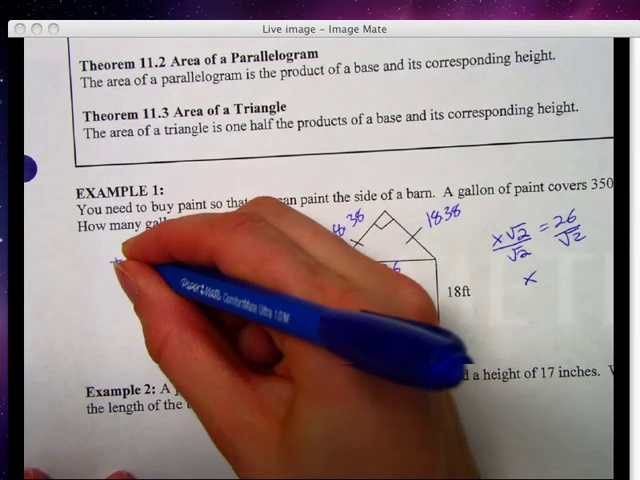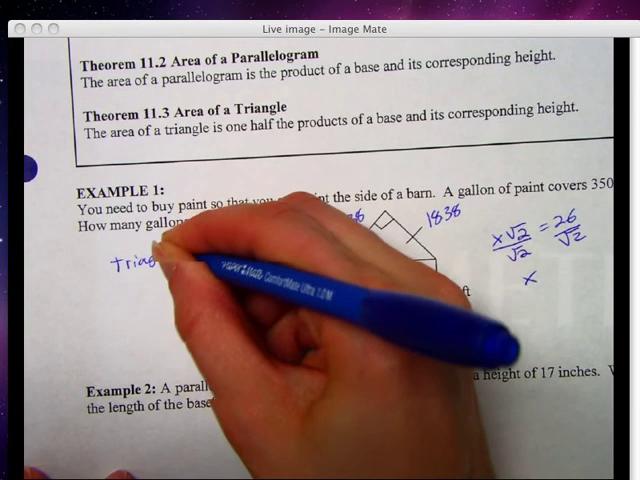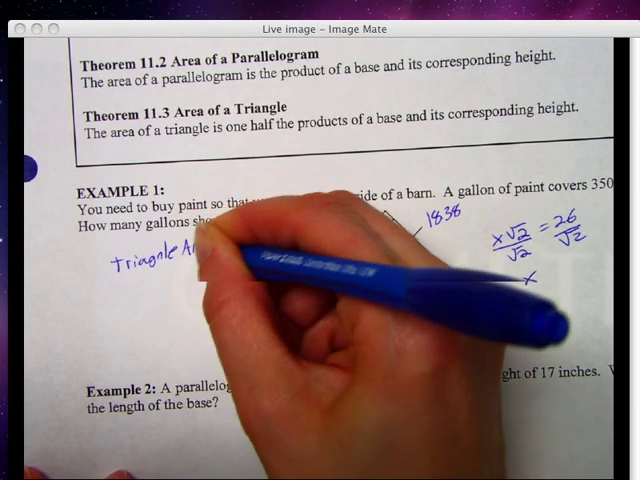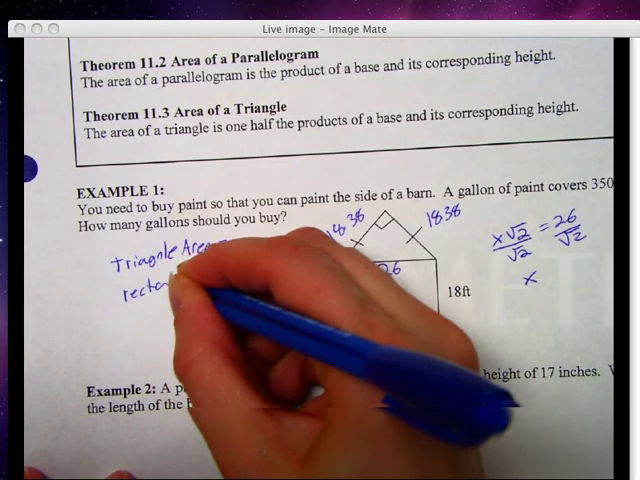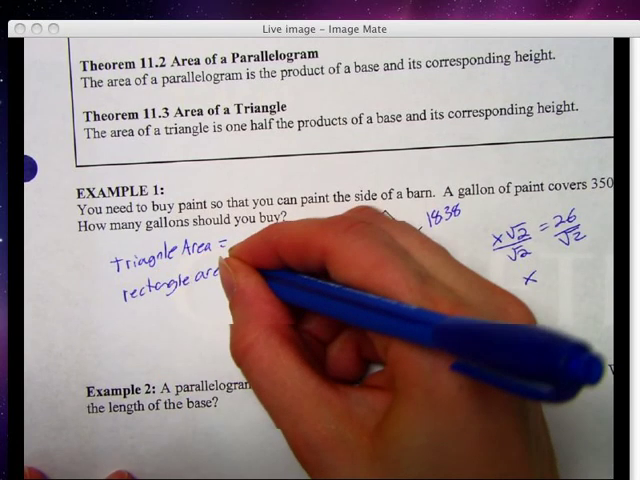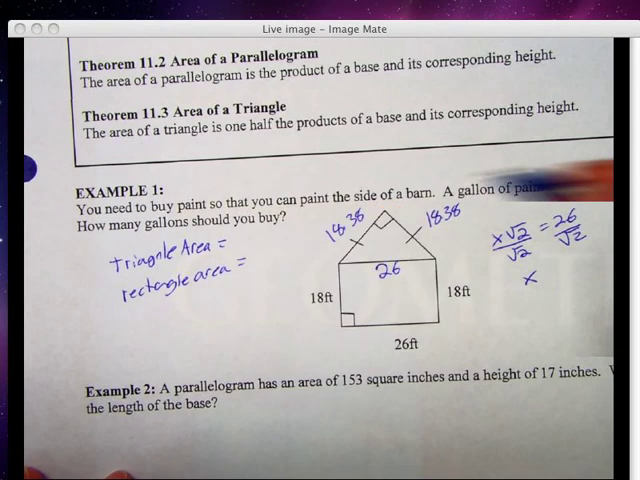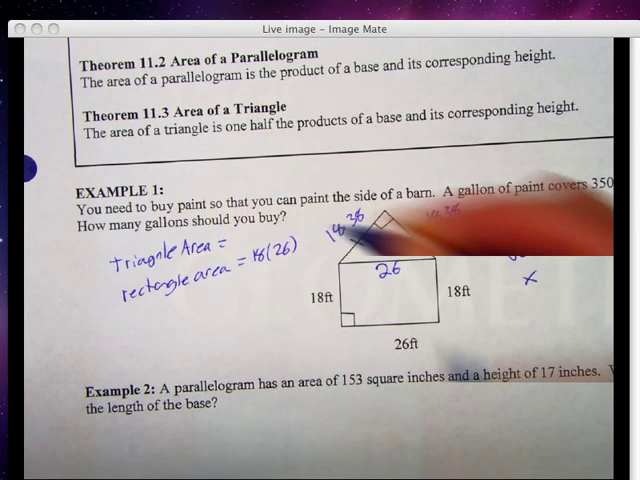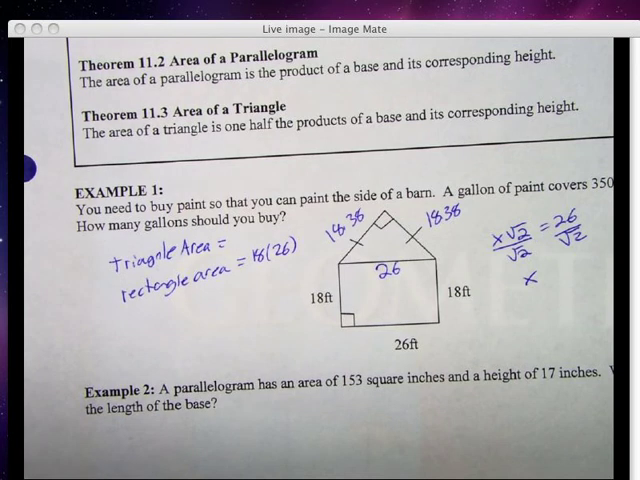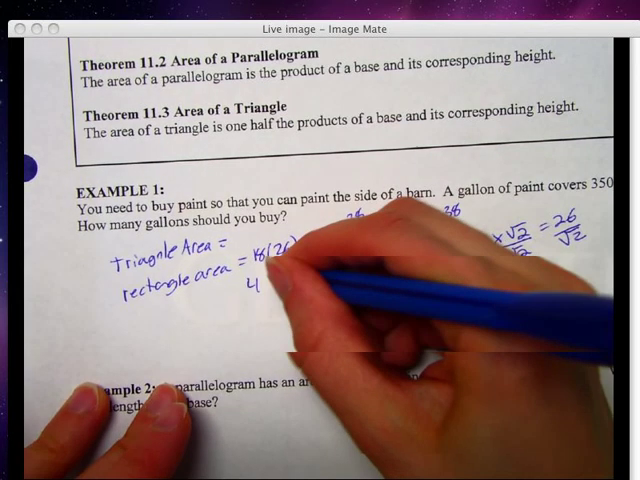Okay, so we're going to say triangle area. What does that equal? And rectangle. Now we know a rectangle area is length times width, or base times height. 18 times 26, which gives us 468 feet.